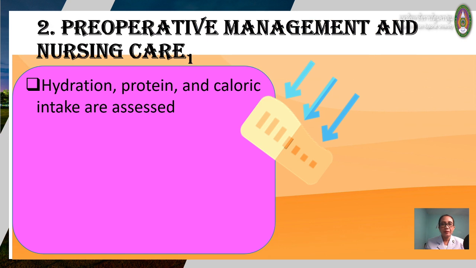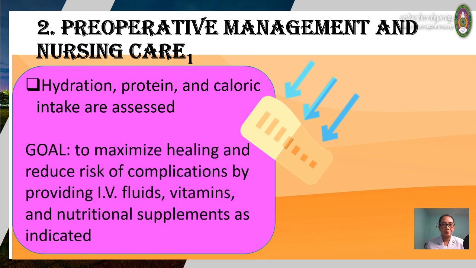The pre-operative management and nursing care is almost the same as the previous topic that we have discussed about surgery. We let the patient become hydrated, increase protein intake, and increase caloric intake as needed. That is part of the assessment. The goal is to maximize healing and reduce complications by providing intravenous fluids, vitamins, and nutritional supplements as indicated by the surgeon.